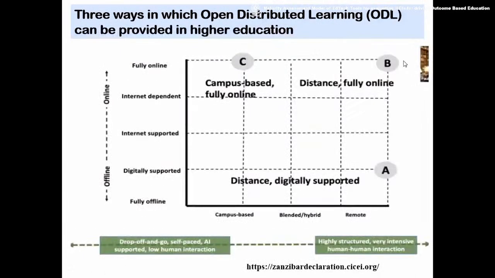So this is the schematic which shows the three ways in which open distributed learning can be provided in higher education. If you look at the y-axis, it can be fully online or fully offline, with digitally supported, internet supported, and internet dependent in between. On the x-axis, it can be campus-based, blended or hybrid learning, and remote learning. So you can have three scenarios: A, which is distance or digitally supported, B, distance or fully online, and C, campus-based or fully online. Based on your scenario, one can choose from the three options shown here in the slide.